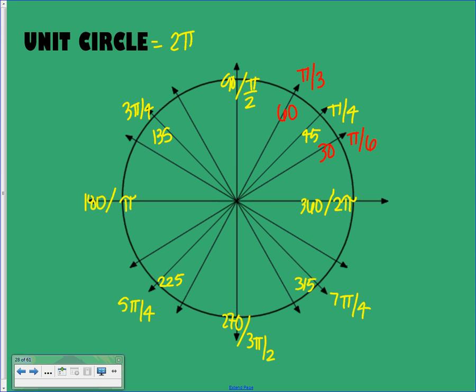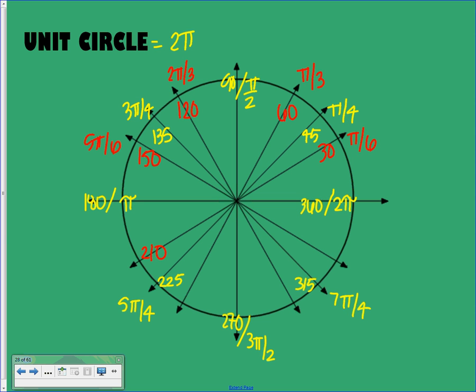Another 30 gets me to 90. Another 30 from there is 120. So now I have 4 pi over 6, which reduces to 2 pi over 3. Another 30 from there gets me to 150. So I had 5 chunks, which is 5 pi over 6. What you're doing is counting in multiples of 30. The next 30 gets me to 180, so that would be 6 pi over 6.